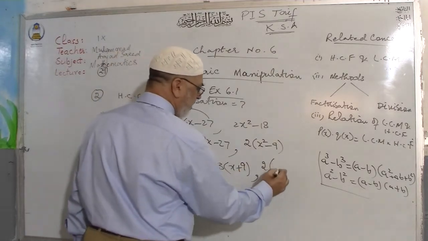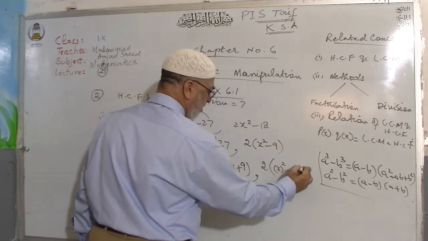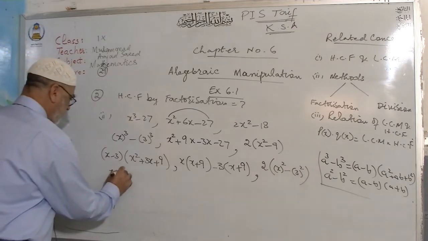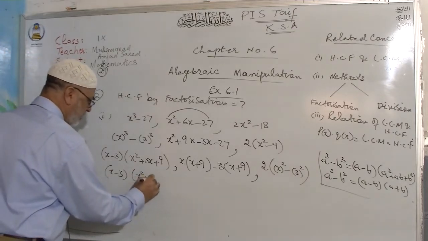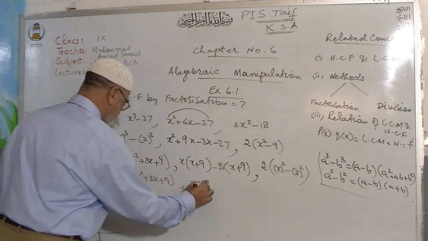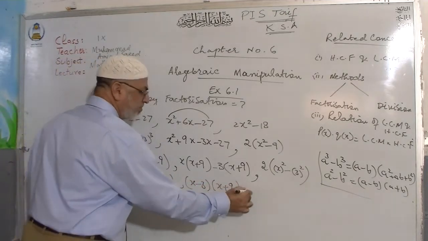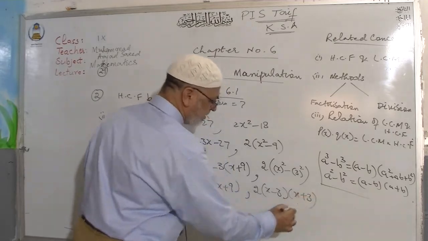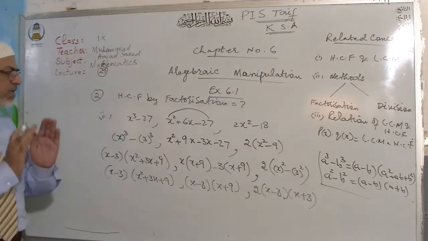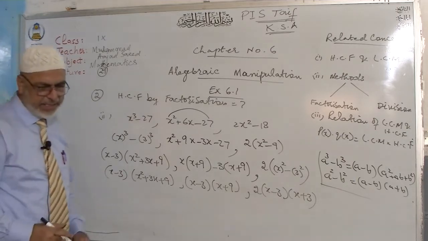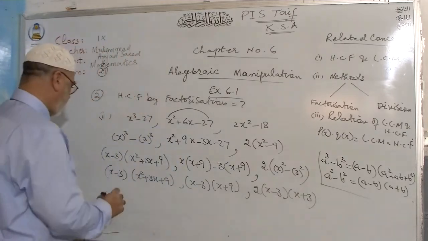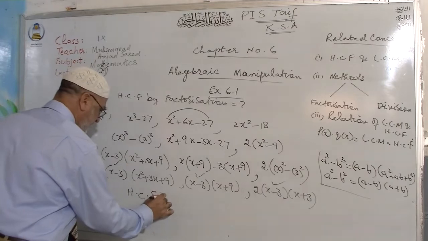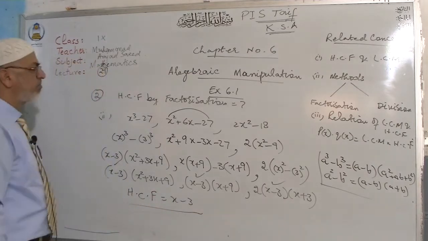And here you can arrange this x square minus 9 as the proper shape of the formula. Here is x minus 3, x square plus 3x plus 9, x minus 3 into x plus 9, then 2 into, remove 2 and 2, one's negative, one's positive. Dear students, you can check which is common in all, that is the highest common factor. Here is x minus 3, x minus 3, x minus 3. So HCF is x minus 3. That is your answer.